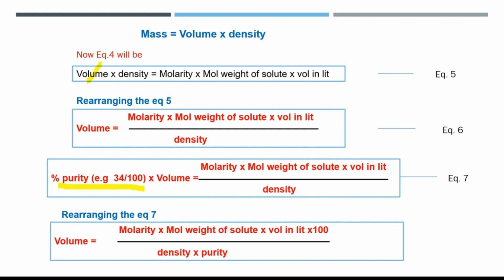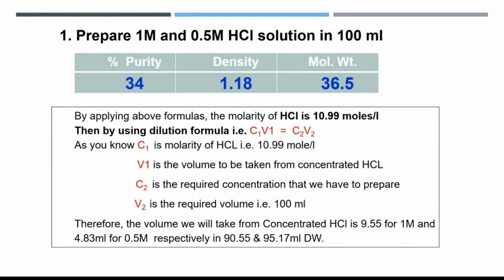And volume is equal to, now if you rearrange this equation, molarity times molecular weight of the solute, times volume in liters, times 100, divided by density times purity. So now take the example: prepare 1 molar and 0.5 molar HCl in 100 ml. If the purity mentioned on your bottle is 34%, the specific gravity or density is mentioned as 1.18, and you know the molecular weight of HCl is 36.5.